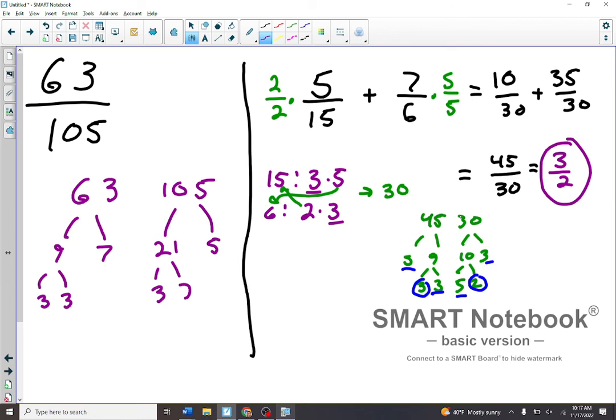Okay. Wait, after the bottom's the same. Yeah.